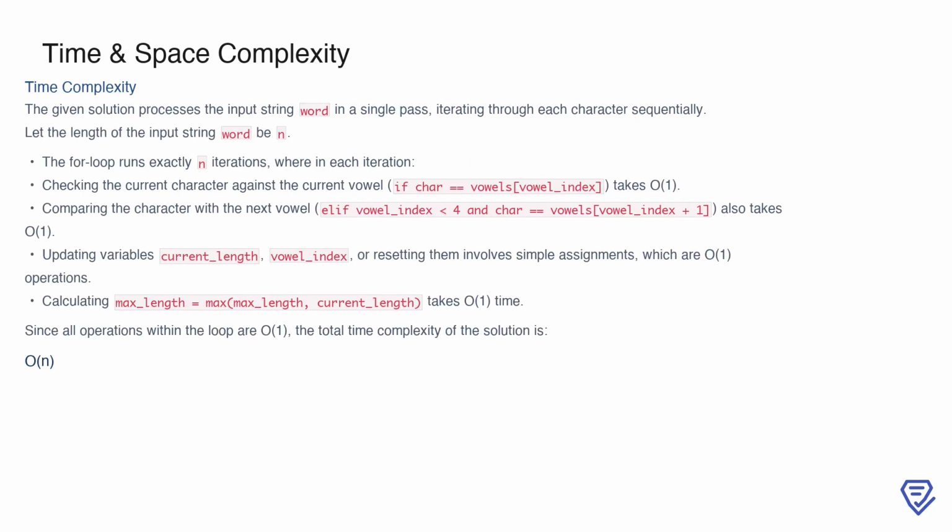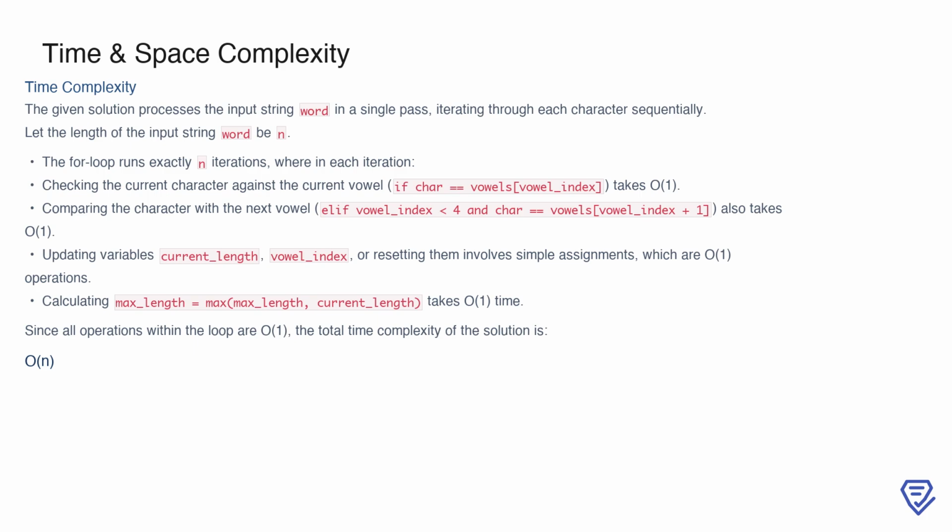In this solution, we process the input string word in a single pass, which means we iterate through each character exactly once. Let's say the length of the string is n. For each character, we perform a few constant time operations. For example, we check if the character matches the current vowel or the next vowel, update variables like current_length and vowel_index, or compute the maximum length using the built-in max function. All these operations take O(1) time individually. Since the loop runs n times and each iteration performs only O(1) work, the overall time complexity of the solution is O(n). This makes the algorithm very efficient in terms of time, as it scales linearly with the length of the input string.